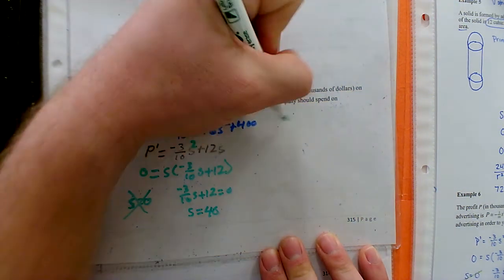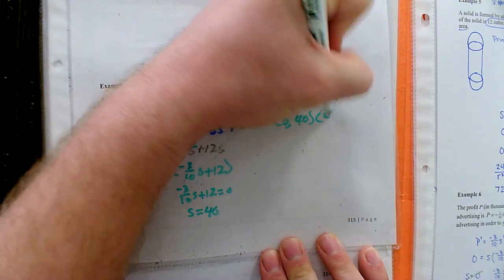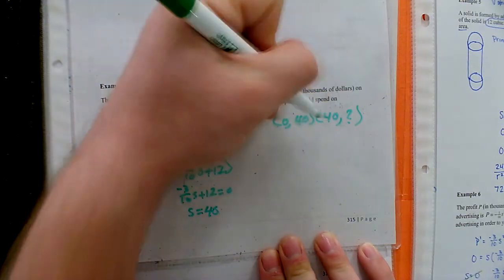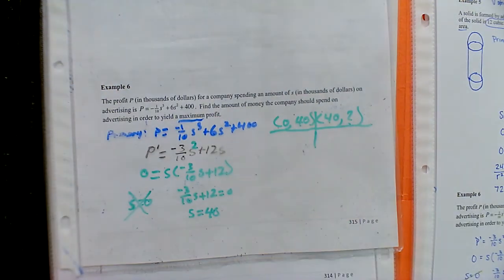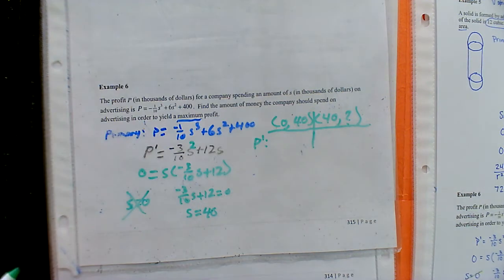So now we can go ahead and set up our intervals. 0 to 40. And 40 to, we're going to put a question mark. We really don't know where we're going to stop. We're going to pick some value larger than 40 to test that point though. So P prime, we want to find whether positive or negative within those intervals, 0 to 40 and 40 to question mark. We're not sure where it stops. So find out if it's positive or negative within those intervals.